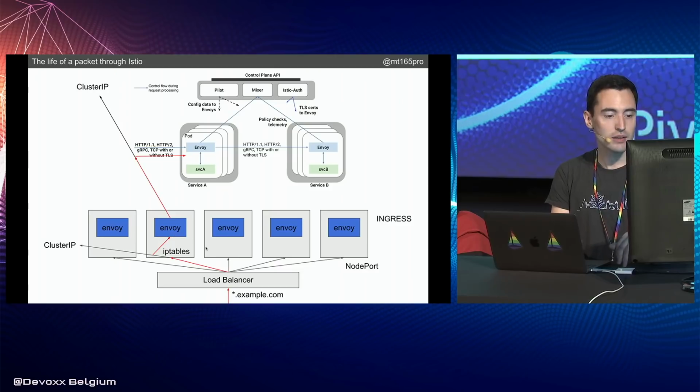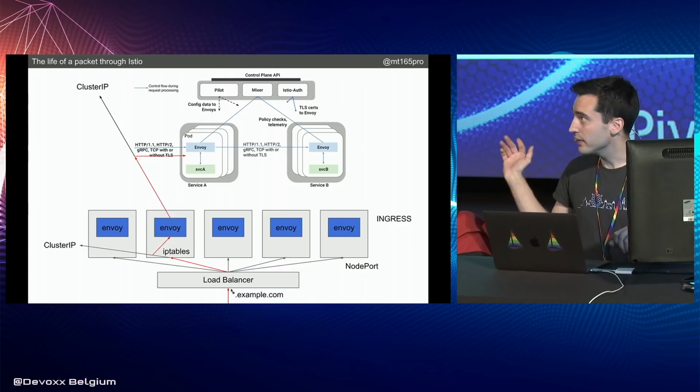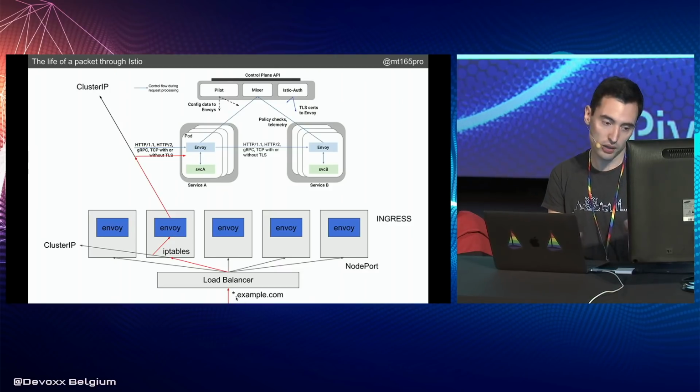So it sits there with this. This is the Kubernetes networking dance we saw before, right? Wildcard DNS in this case, load balancer, no port, cluster IP, reverse proxy, and then off again to another service, and finally to the pod.